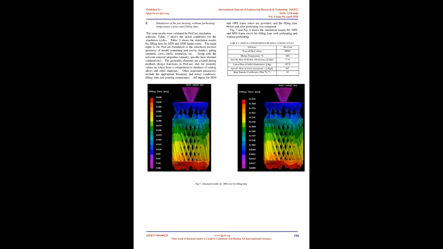Q3 equals A·α·(TL − TM)·t (4). Where α is the heat transfer coefficient, in W/m²K. A is the casting surface area, in m². Tm is the temperature of the mold. t is the cooling time, in seconds.